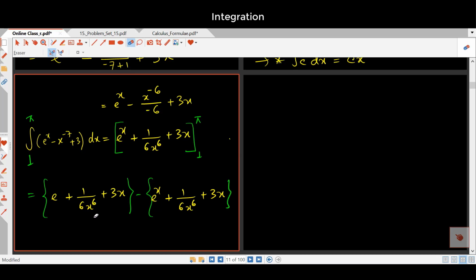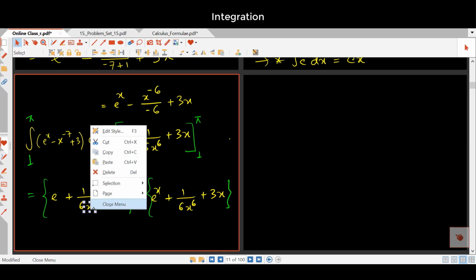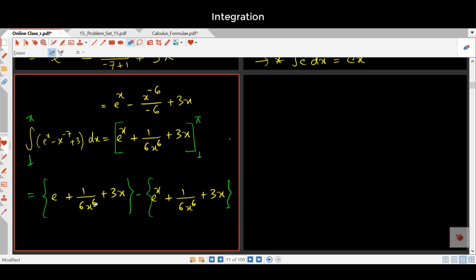Antiderivative at upper limit, where you have x, you need to input the upper limit pi. So e to the pi, pi to the 6, 3 times pi. So antiderivative at upper limit. We are writing the same function here, but we are changing the x. X is with upper limit pi.